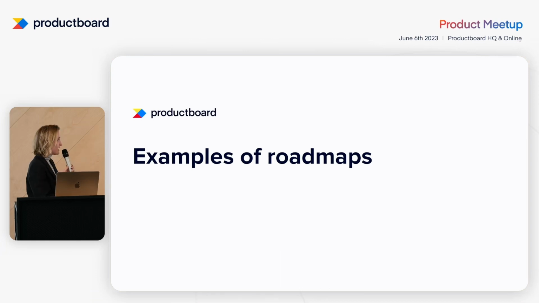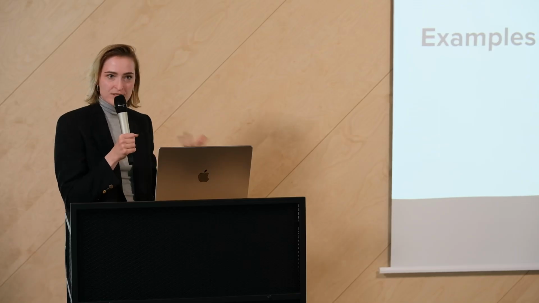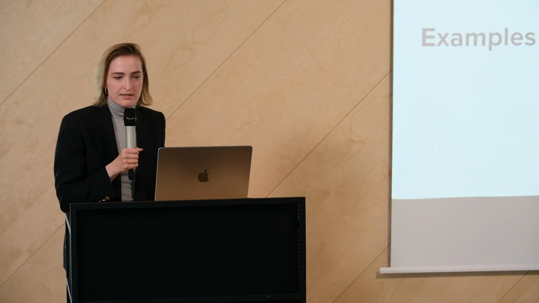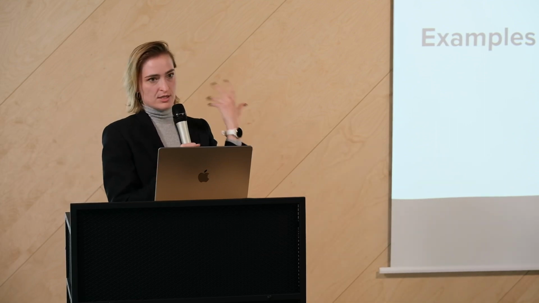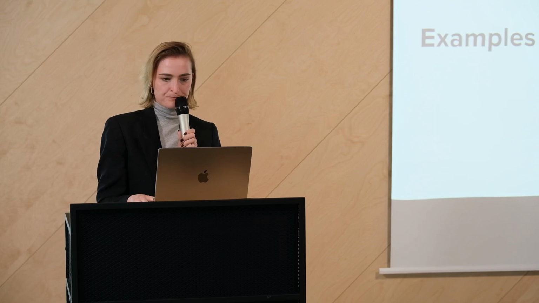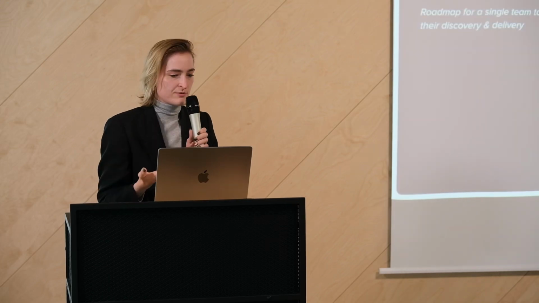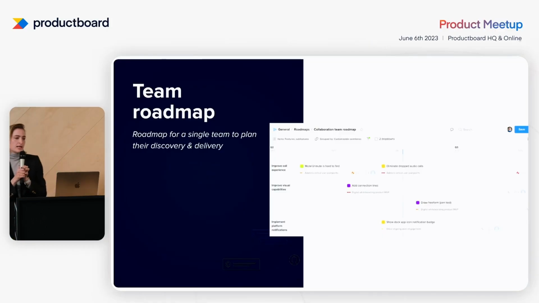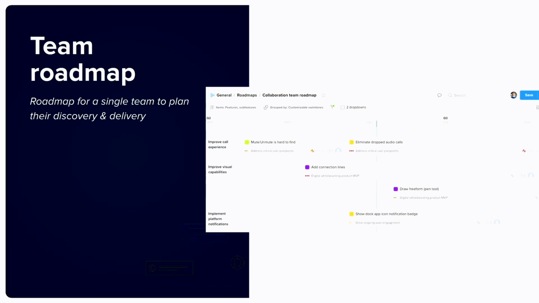All right, so I want to end by giving you a few examples of a roadmap structure. Again, the caveat is that this could differ based on your organization, but for organizations such as Productboard, we would land with a structure similar to this. So of course, we would have a team roadmap, which is a roadmap for a single team, planning the delivery of that particular team. In this case, the audience is mostly the actual product team.